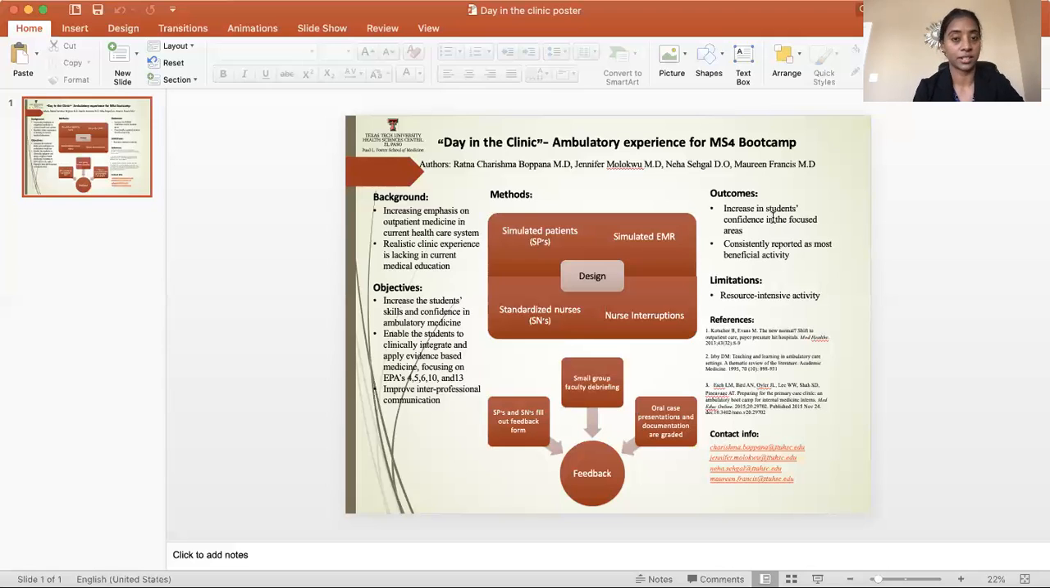Overall, this is a very resource-intensive activity, and it involves extensive planning and meticulous execution by the staff. And hiring standardized patients and standardized nurses could be expensive. It is also faculty heavy due to all the hours that faculty spend to supervise and evaluate the students. But all the effort was worth it because the students were clearly benefited from it and they rated it high.